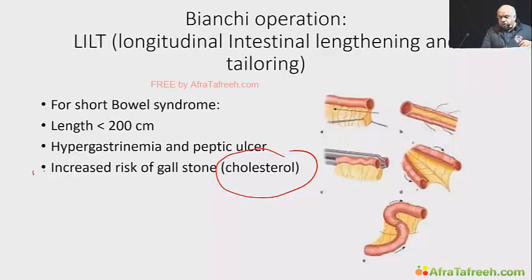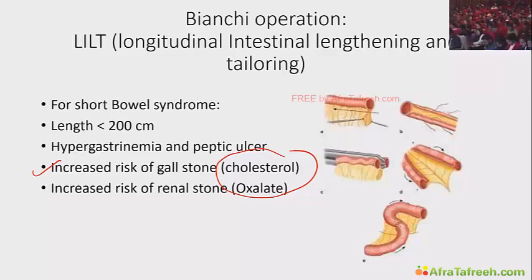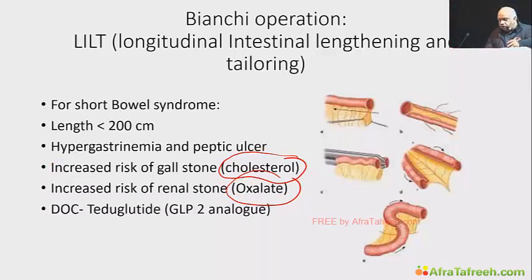And which renal stone do you get in short bowel syndrome and any malabsorption? Again, important question: oxalate. Why oxalate stone? More absorption from gut and more excretion through urine. So in any malabsorption, which stone do we get in gallbladder? Cholesterol, due to decreased bile salt. Which stone do we get in kidney? Oxalate, due to more absorption through the gut and more excretion. And drug of choice is teduglutide. This also you remember, it can become an MCQ. Teduglutide, okay? Drug of choice, teduglutide.